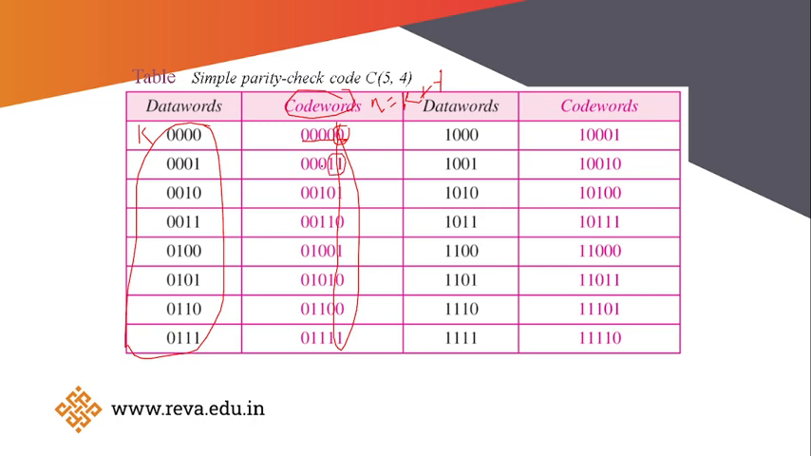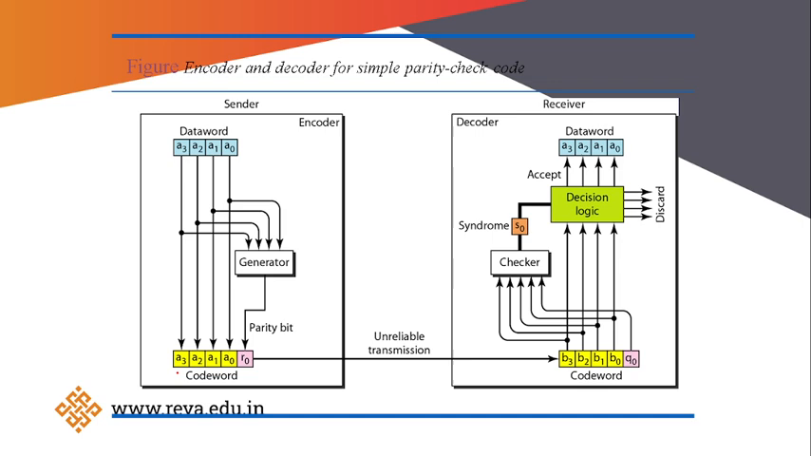Similarly 0010, there is an odd number of ones, so I am adding one more 1 as the extra bit, and it becomes even. If you see 0011, there is already an even number of ones, so I am just putting 0 as the extra bit. So what the function is doing is making the number of ones even. If it is odd, it adds a 1. If it is already even, it makes the extra bit 0. Hope you understood. In this way, the code word is generated.